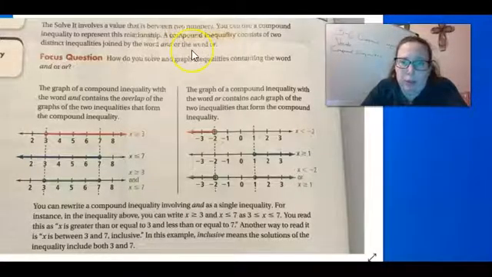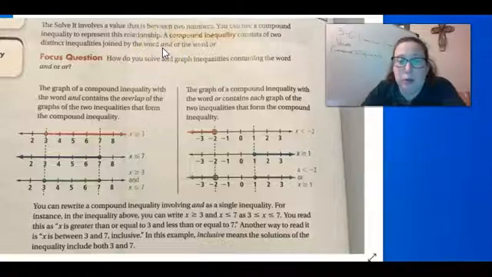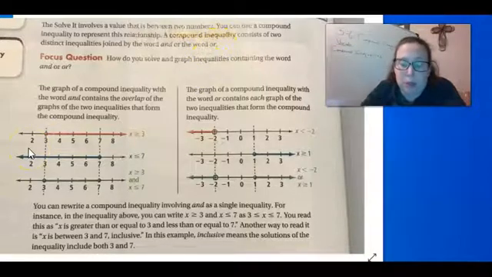So compound inequalities are inequalities that have two distinct inequalities, and they are going to be joined by either "and" or "or." If they're joined by "and," that means they're both true. Or they're joined by the word "or," meaning that when you graph them, they're going to go in different directions. Your book had a nice presentation on what those look like.